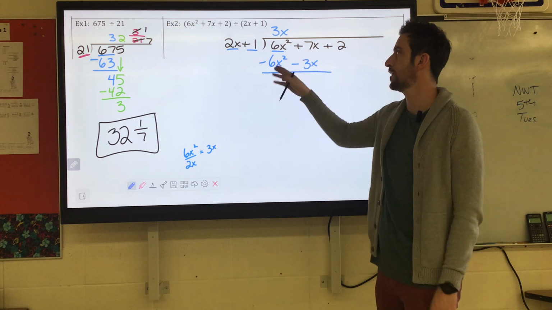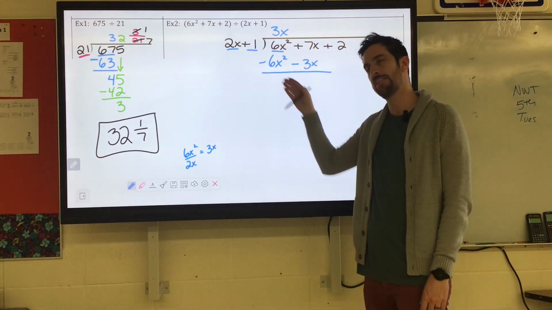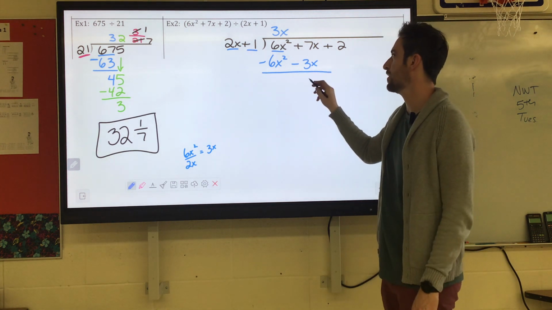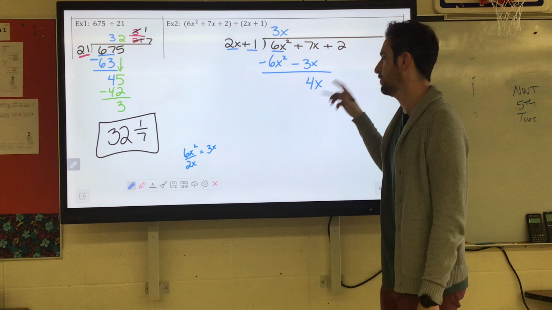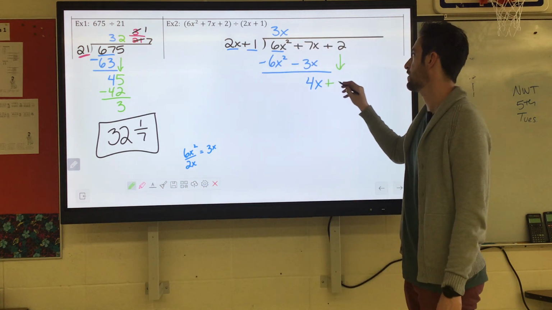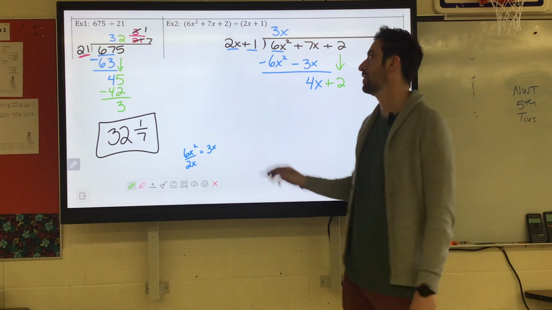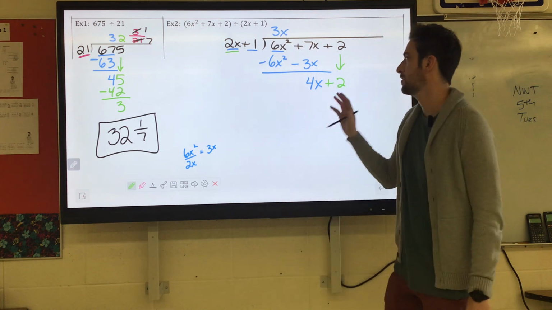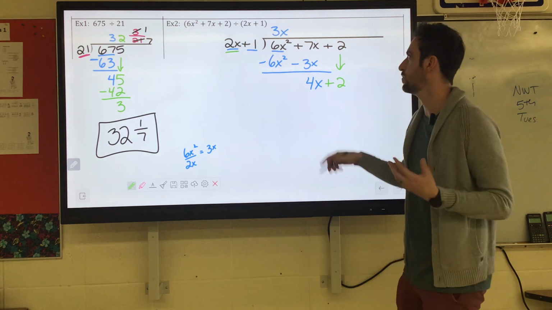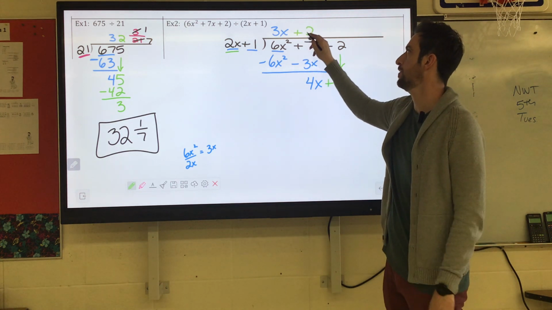So here 6x squared minus 6x squared is nothing, 0. 7x minus 3x is 4x. And then we would bring down our next term, the 2, 4x plus 2. And now I'm saying 2x times what gives me 4x? And that's 2x times 2. So we'll put plus 2 up here.